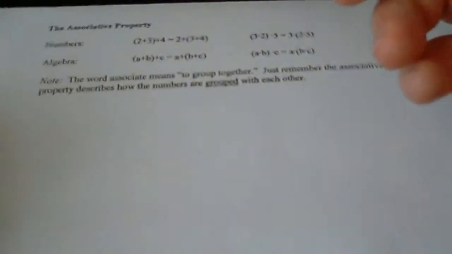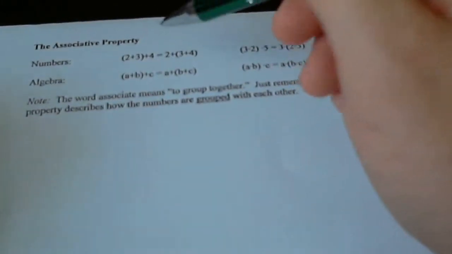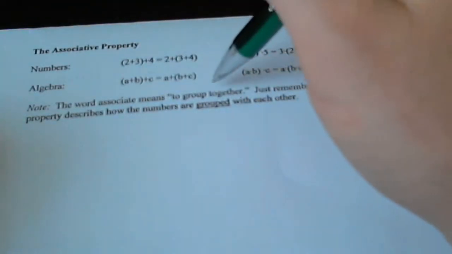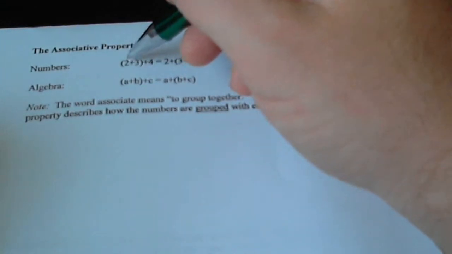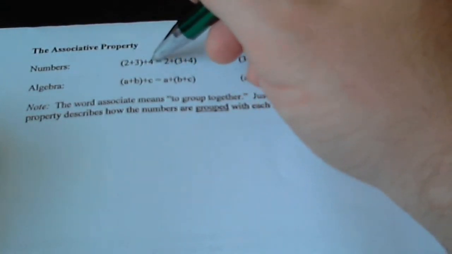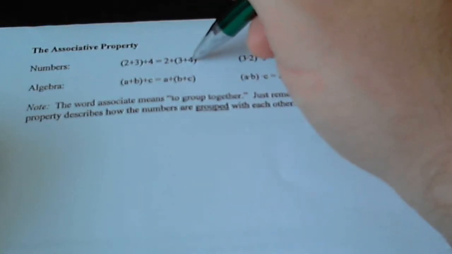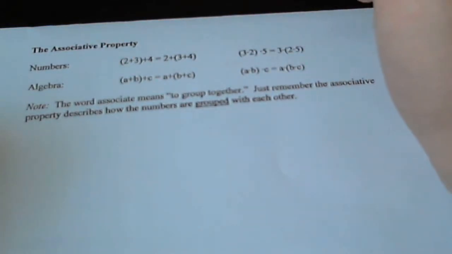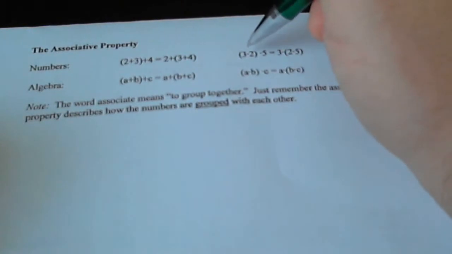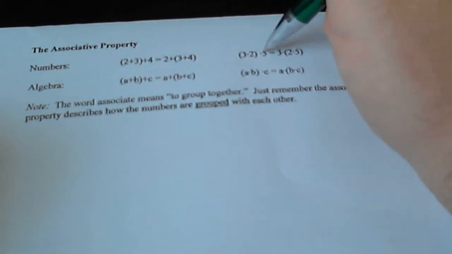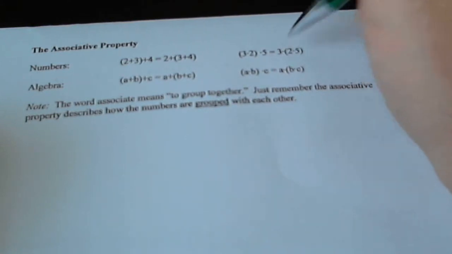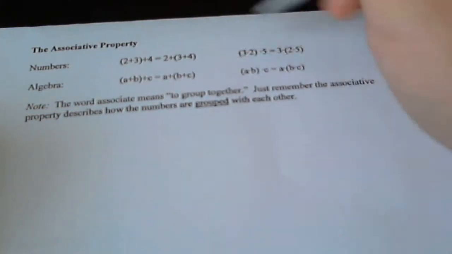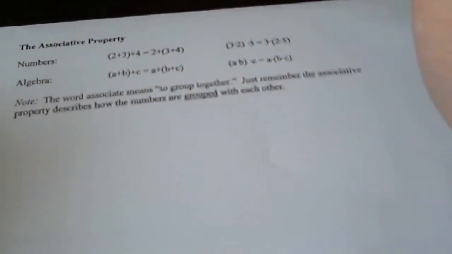Okay, let's go to the bottom where we talk about the associative property. The word associate means to group together. So the associative property describes how the numbers are grouped. So it doesn't matter if we do 2 plus 3 first and then add the 4, or do 3 plus 4 first and then add the 2. Just like it doesn't matter if we multiply 3 and 2 and then multiply by 5, or if we multiply 2 and 5 and then multiply by 3. Doesn't matter how the numbers are grouped, you end up with the same thing.